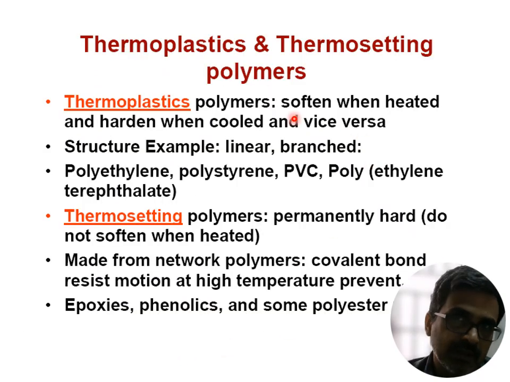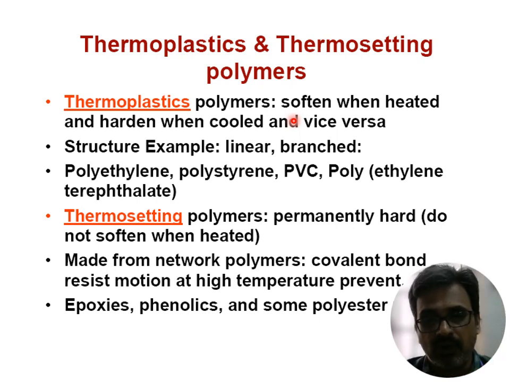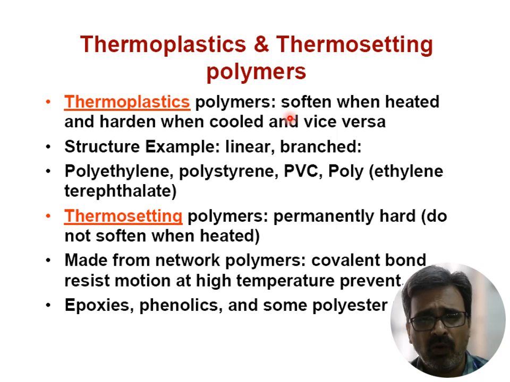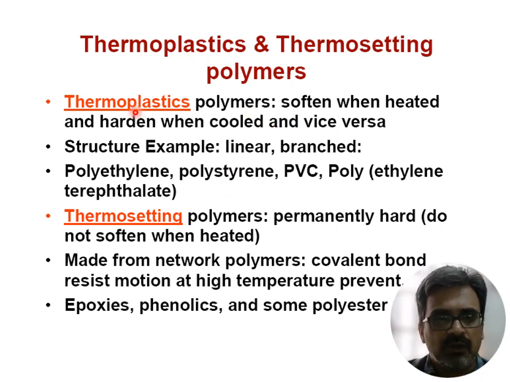And addition polymers, after non-addition and condensation reactions, are thermoplastic kind of polymers. So thermoplastics are the polymers that, when we heat them, soften, and when we cool, become harder. So they are reversible, like so many linear-based polymers such as polyethylene, polystyrene, PVC, or branched polymers, which are examples under this category.